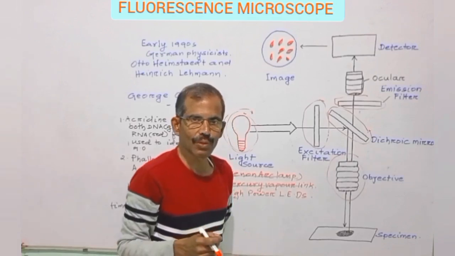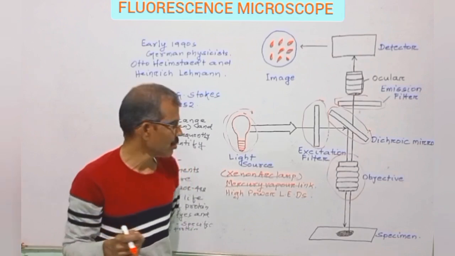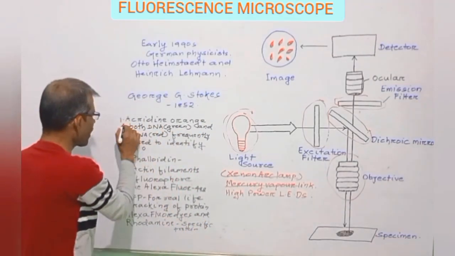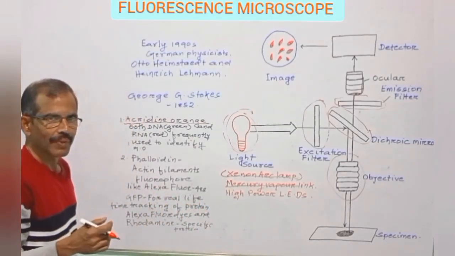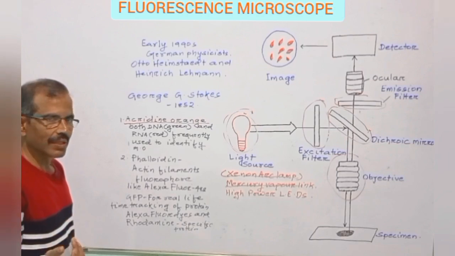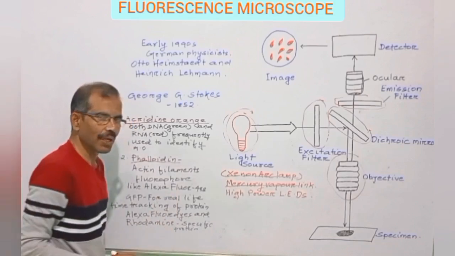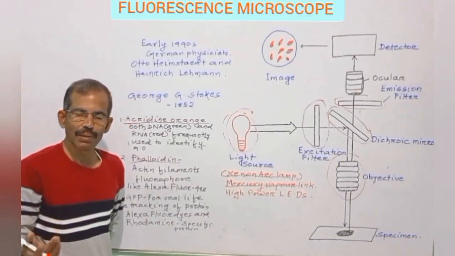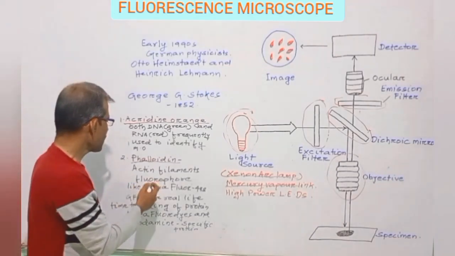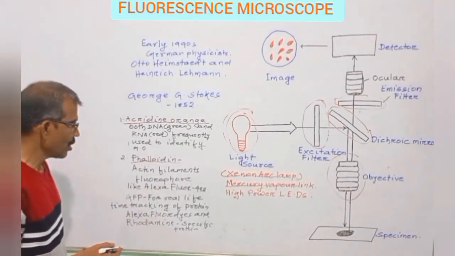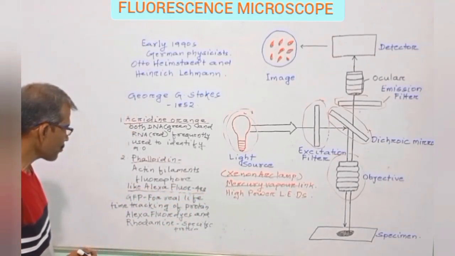In fluorescence microscopy, different fluorescent dyes are used for different purposes. For example, acridine orange is used to stain both DNA and RNA. It is frequently used to identify microorganisms. Another compound is phalloidin, which is used to label actin filaments in mammalian cells. This compound is frequently conjugated with fluorophores like Alexa Fluor 488.